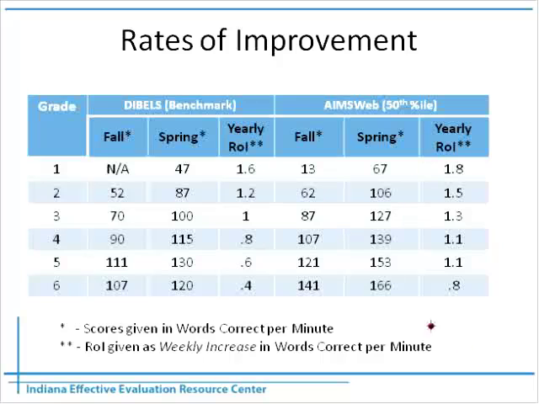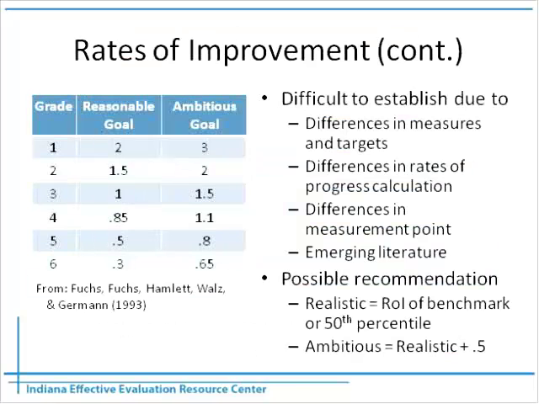recommendation. However, if you're using AIMSweb, then you might notice that their rates of improvement are significantly higher, and that the difference by the end of grade 6 is 166 words read correctly per minute in comparison to 120 for DIBELS. So there's actually quite a wide spread, so we need to be careful about how we're actually determining goals based upon the measures that we're using.